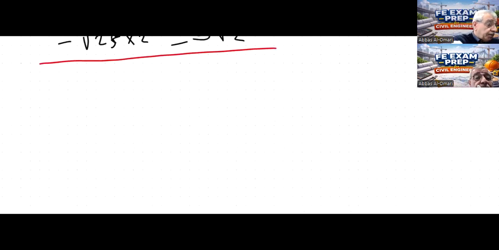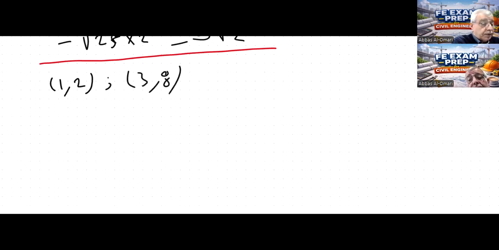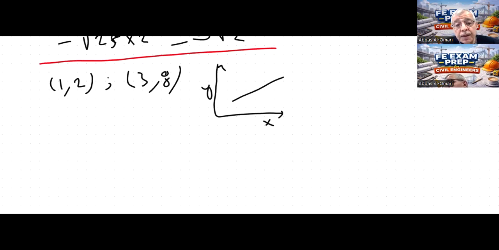Now, the second problem is about determining the equation of a straight line that passes through 2 points, again in the Cartesian coordinate. So the first point is 1 and 2. And the second point is 3 and 8. So we have 2 points in the Cartesian coordinate system, x and y. And we want to determine the equation of this straight line.